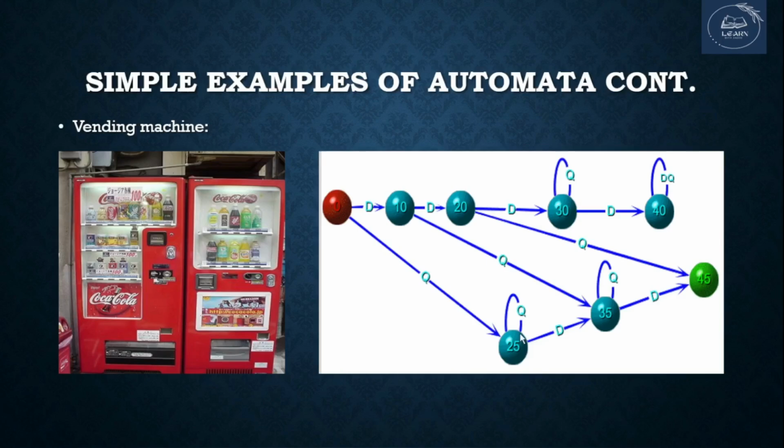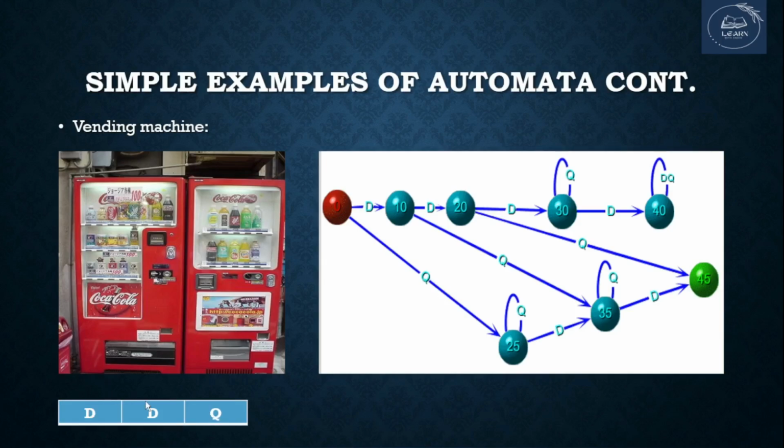But there are strings that don't take us to the final state. Let's say DD does not take us to the final state. It only brings us to the state 20. And if you say DD, it still does not take us to the final state, but it is a valid input in the automata. It just doesn't take us to the final state.